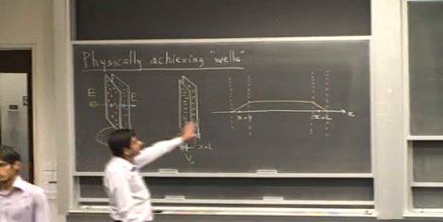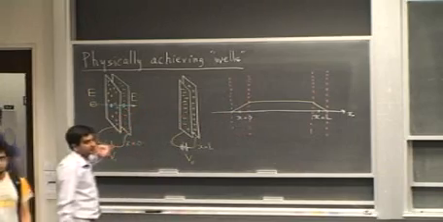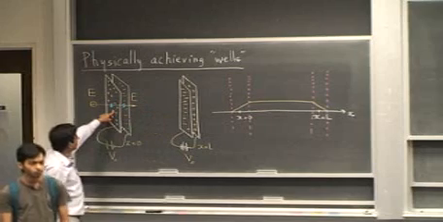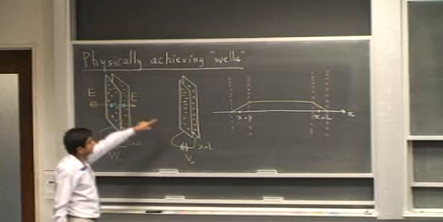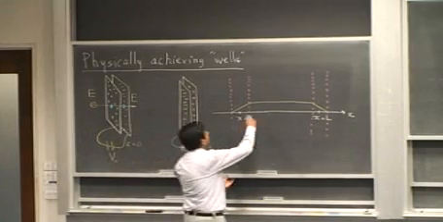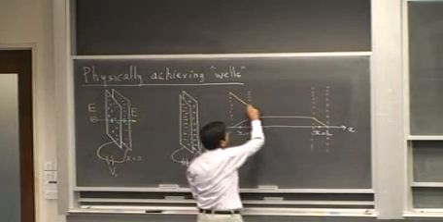So this is a potential energy curve for this configuration. Now if we reverse the direction of the polarities, this becomes a negative plate, this becomes a positive plate, this becomes a positive plate, and this becomes a negative plate, then the potential energy curve starts looking like this.